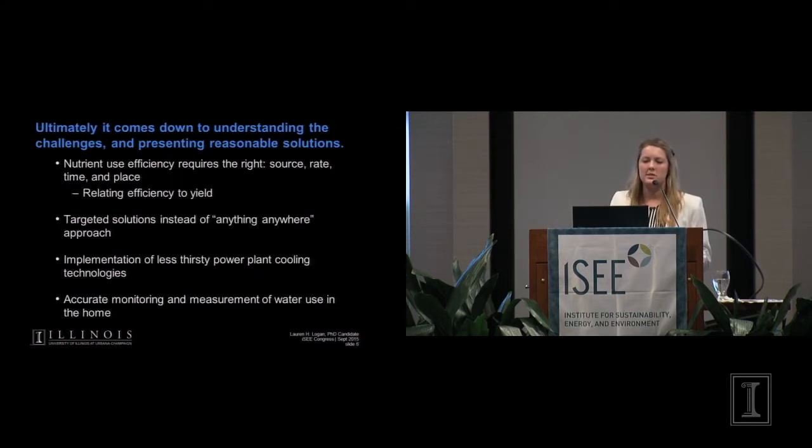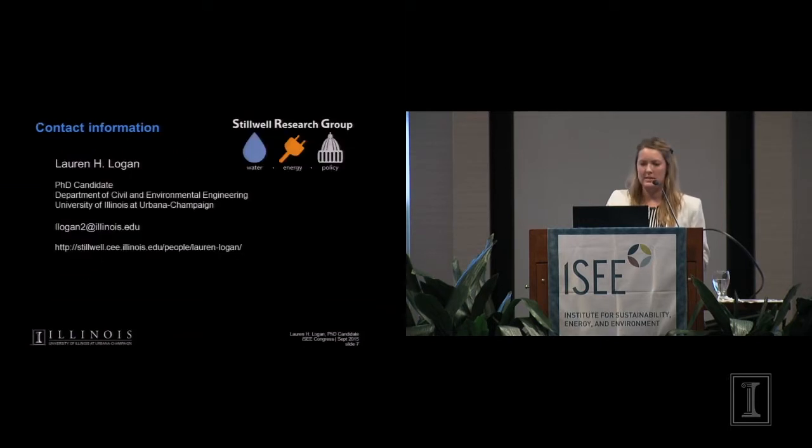So ultimately, it comes down to understanding the challenges and then presenting reasonable solutions. Nutrient use efficiency requires the right source, rate, time, and place. And how can we relate that to the efficiency of yield? And we need targeted solutions instead of the anything, anywhere approach that was discussed. And then the implementation of less thirsty power plant cooling technologies is a way to help on that end of the sector. And how do we have accurate monitoring and measurement of water use in the home? Because again, all these things play into our water quality and quantity in the US.